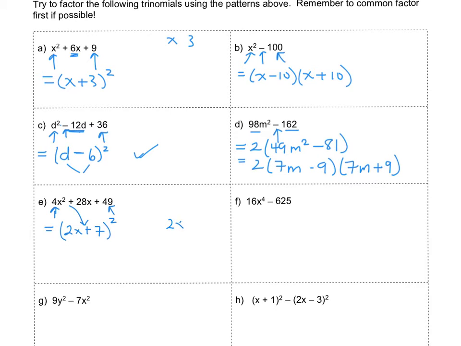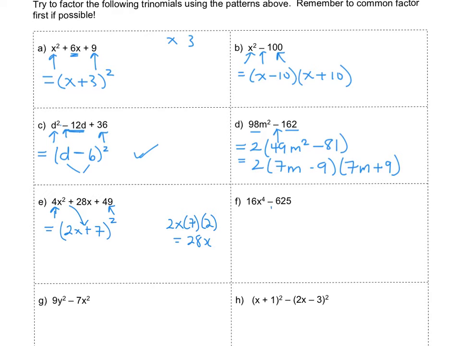If I do 2x times 7, and I double that, so I'm going to times that answer by 2. I'll put it in brackets, times that by 2. 2x times 7 is 14x. If I double that, that's my 28x. So I know that that does work.